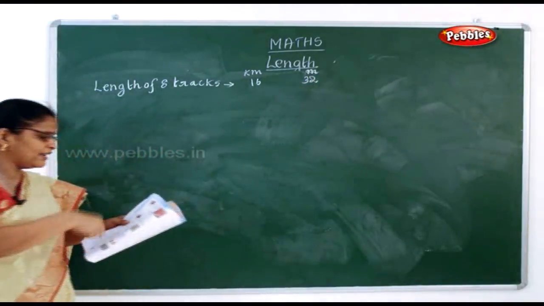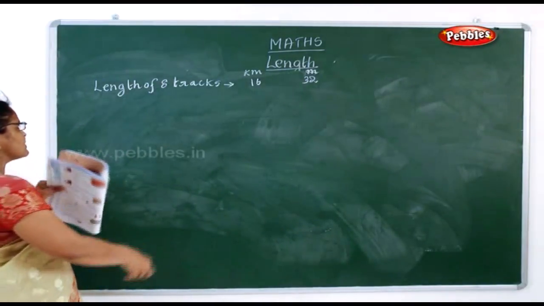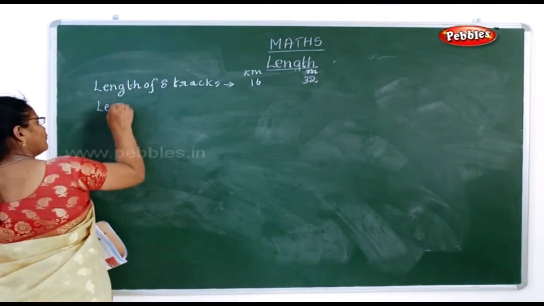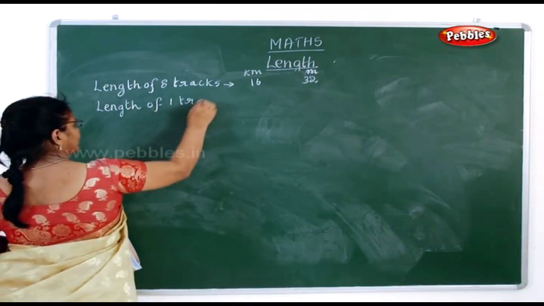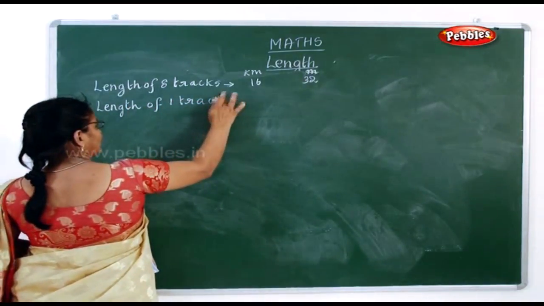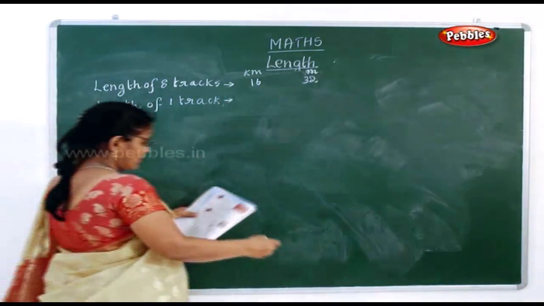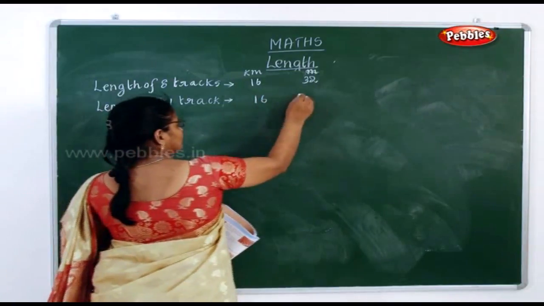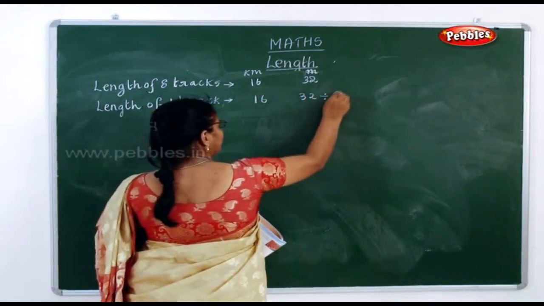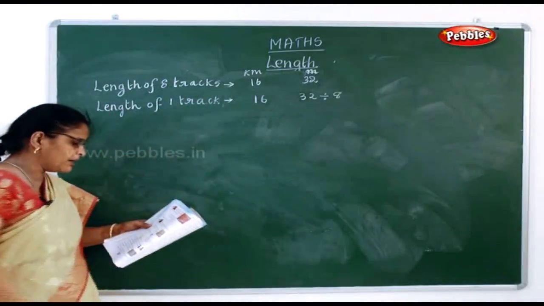Now what is the second line? What is the length of one track? So they have asked you to find out the length of one track. So 8 they have given. Now you have to find for 1. So now what will you do? You have to divide with this 8. So 16, 32 divided by 8. Because one track you have to find, you have to divide by 8.